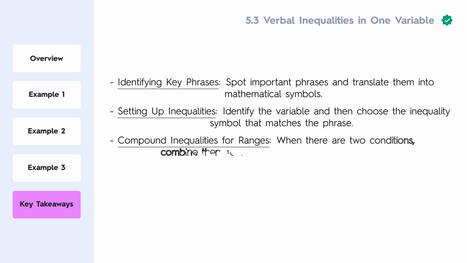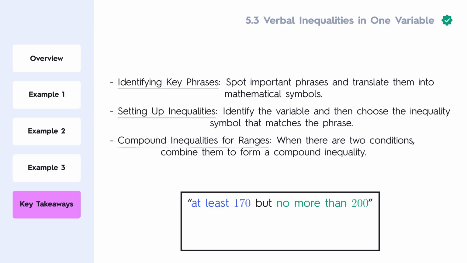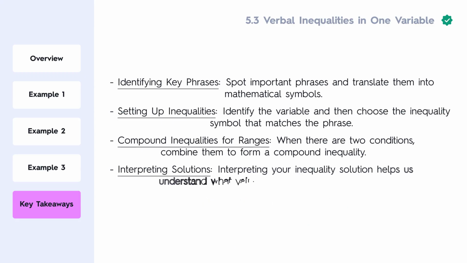Third, compound inequalities for ranges. When there are two conditions, like in our concert and student examples, we combine them to form a compound inequality. For example, at least 170 but no more than 200 becomes 170 less than or equal to x, which is less than or equal to 200. This helps us define a range that we can show using a graph. Finally, interpreting solutions. Interpreting your inequality solution helps us understand what values work in the real world, whether it's ticket sales, ages, or scores. This gives us a practical answer to our problem. With these steps, you can confidently tackle verbal inequalities and translate word problems into math. Practice makes perfect, so keep practicing with different scenarios.